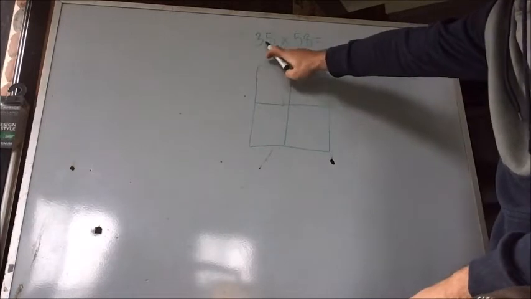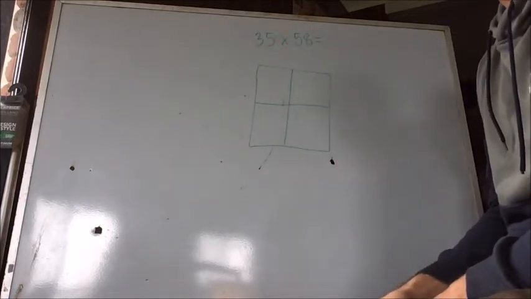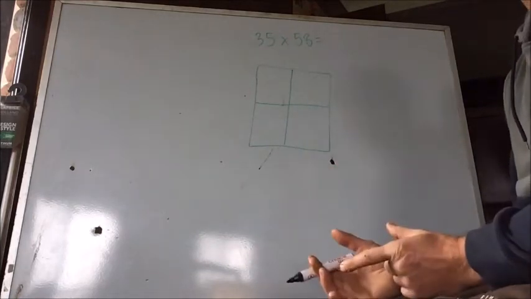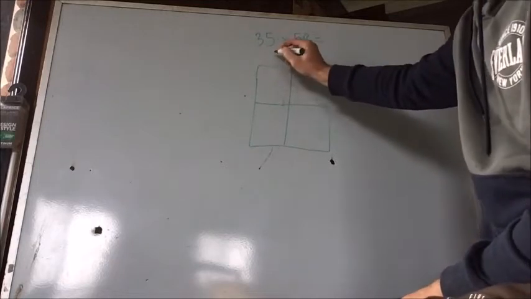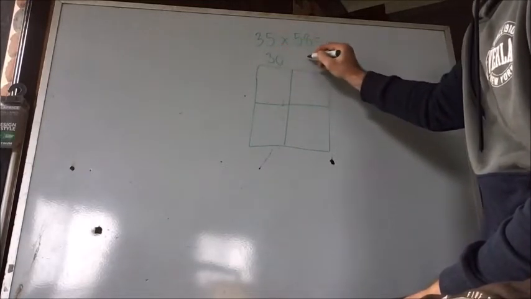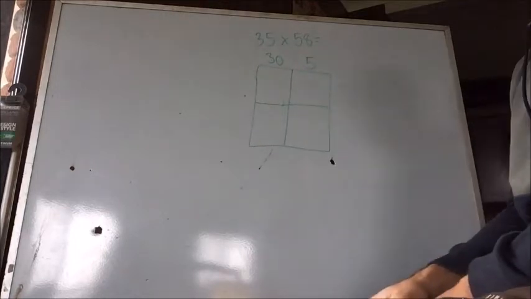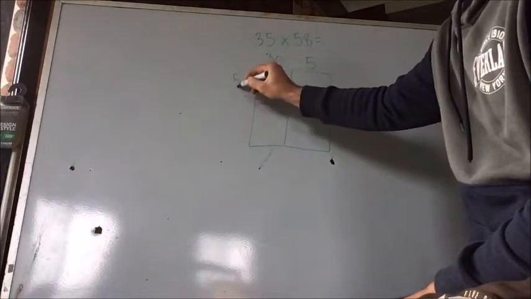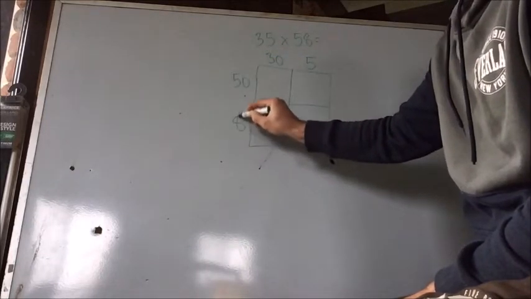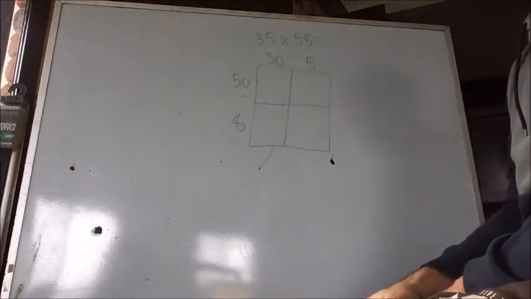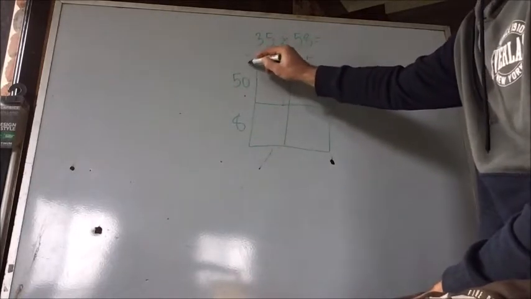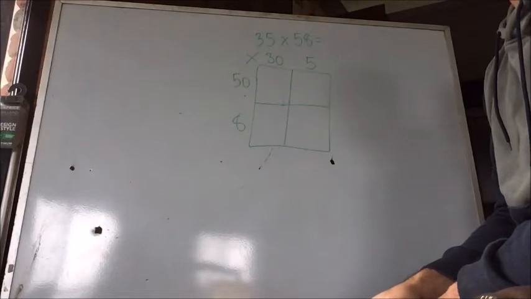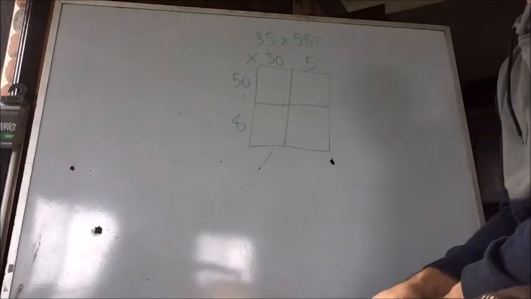So 35, if I break that down, what does that look like? I have a 30 and I have a 5. Okay, so that's what we need to do up here. We have a 30 and a 5. Okay. If I break down 58, what is it? Ooh, I've got a 50 and I've got an 8. All right, so that's how we set up. Now we know we're using multiplication, so we'll just put our multiplication sign up there. Now what we need to do is utilise our powers of 10 knowledge.